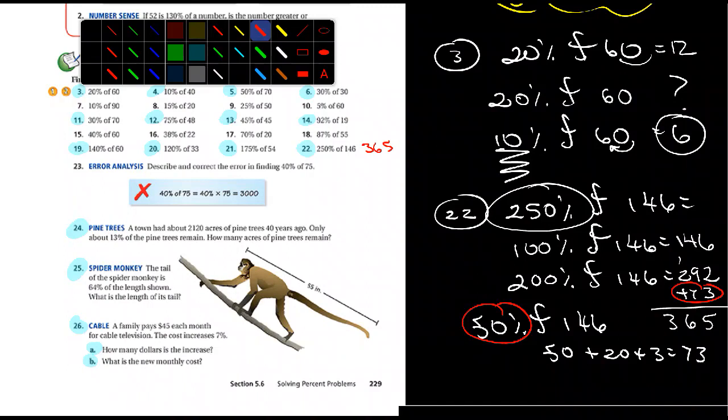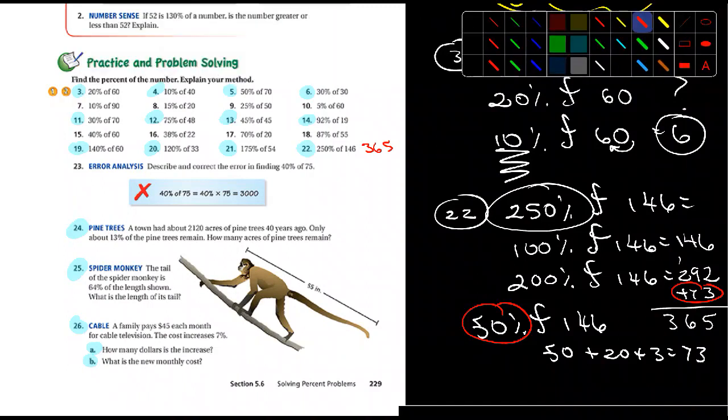365 days in a year. Okay? You guys see how I did that? Break these into chunks, and you don't even have to write much. A lot of these you can just do in your head. But that's how you do those.